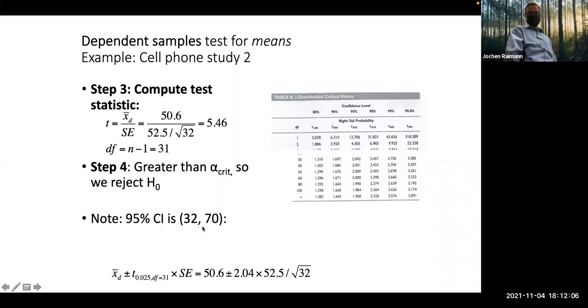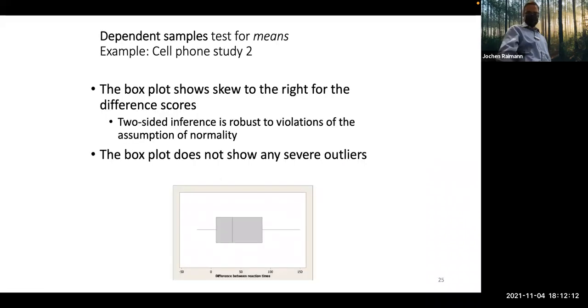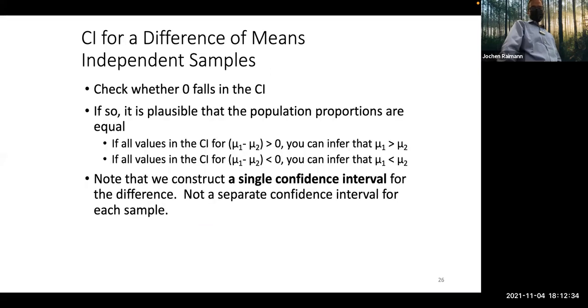And you have essentially a significantly different difference from 0. The box plot shows a skew to the right for the difference scores. Two-sided inference is robust to violations of the assumption of normality, and you don't see any outliers. So you are solid and robust in your assumptions and in your conclusion.